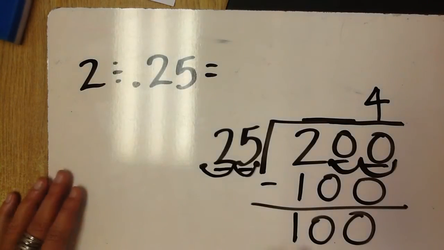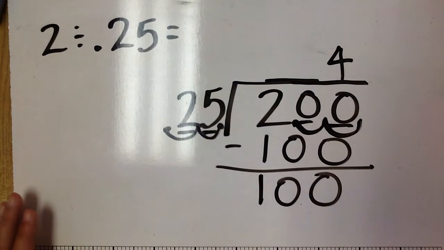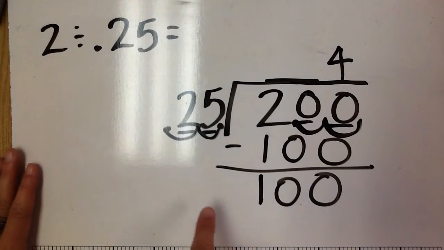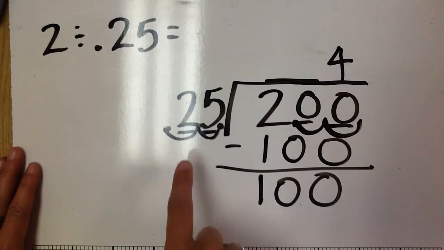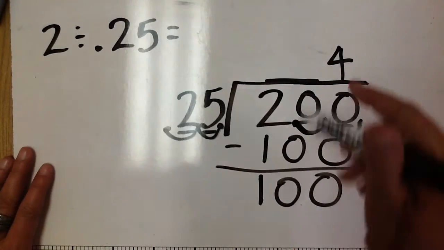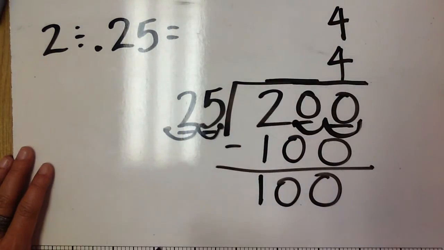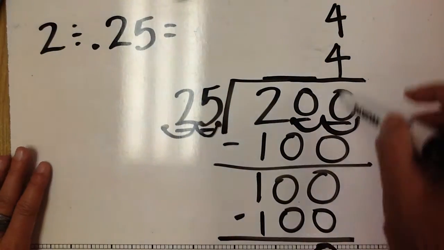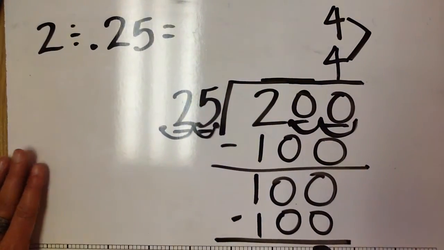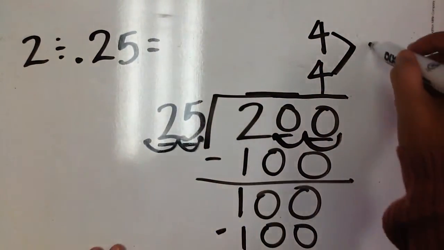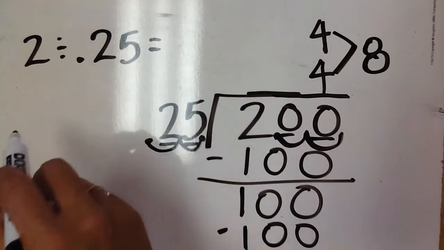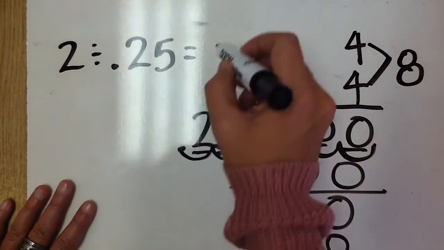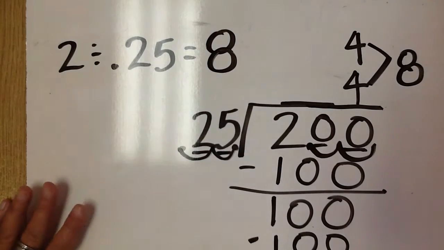And I can subtract, and that leaves me 100 left over. So I need to divide again. And so I know that I can get 4 groups of 25 out of this 100. So I'm going to stack it up here again. 4 times 25 is 100. And that will leave me 0. So I add my partial quotients together. So 4 plus 4 is 8. So 2 divided by 25 hundredths is 8.